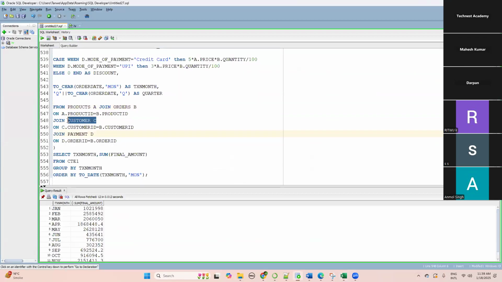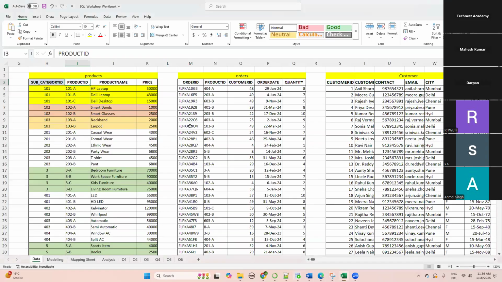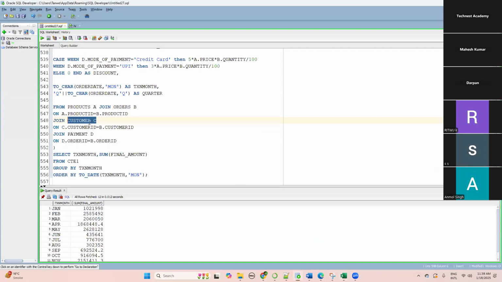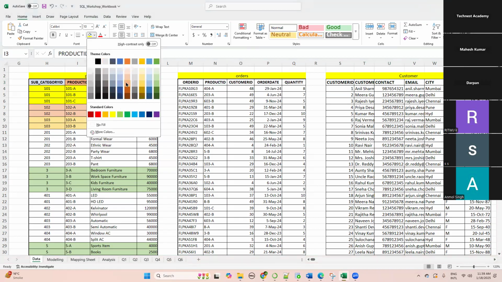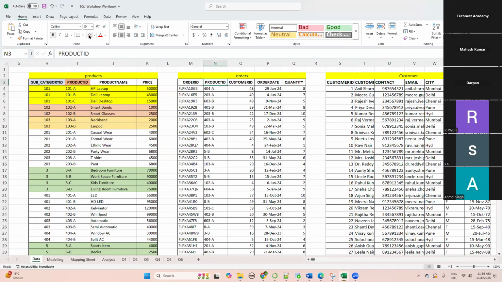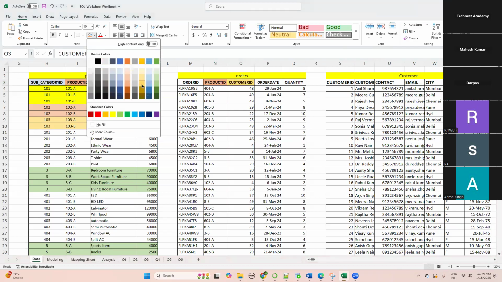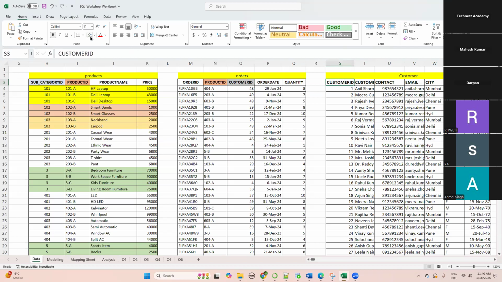Then we are joining that with the customer table, with customer ID. From orders, we are taking the customer ID, and this customer ID we are mapping with this column. Between orders and customer, we are using the customer ID, this column with this column.